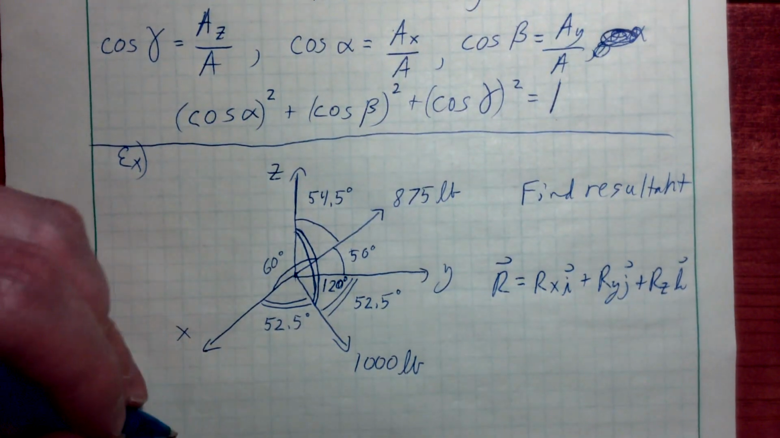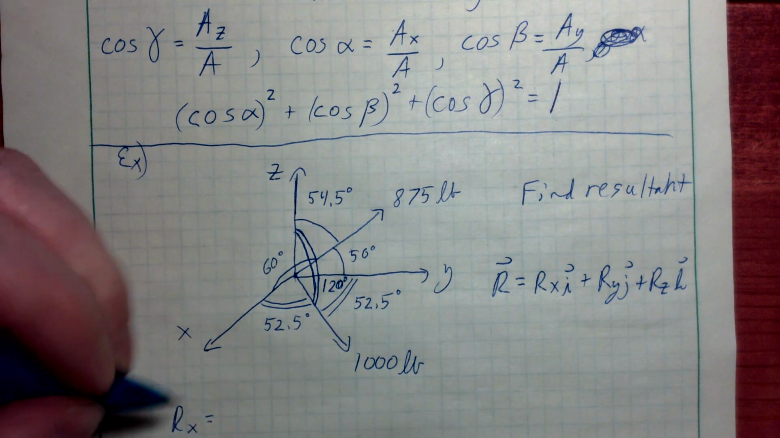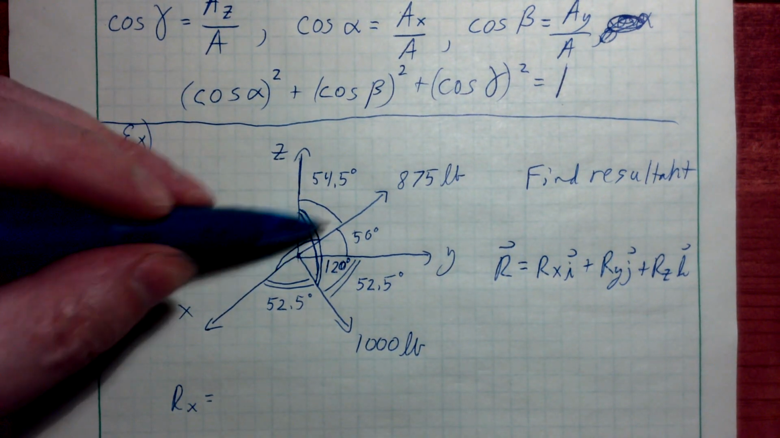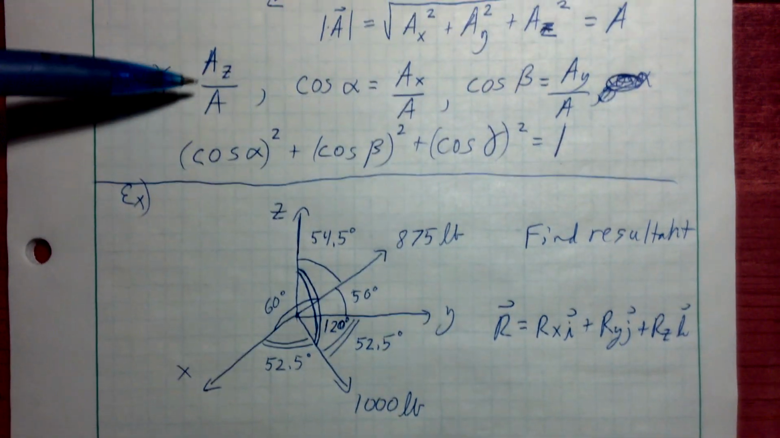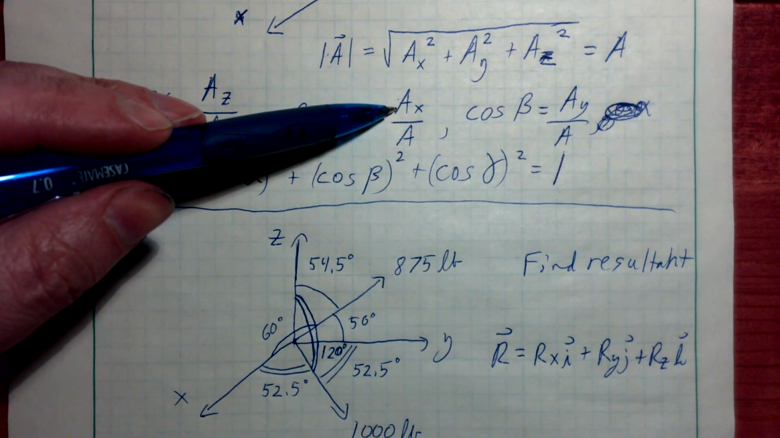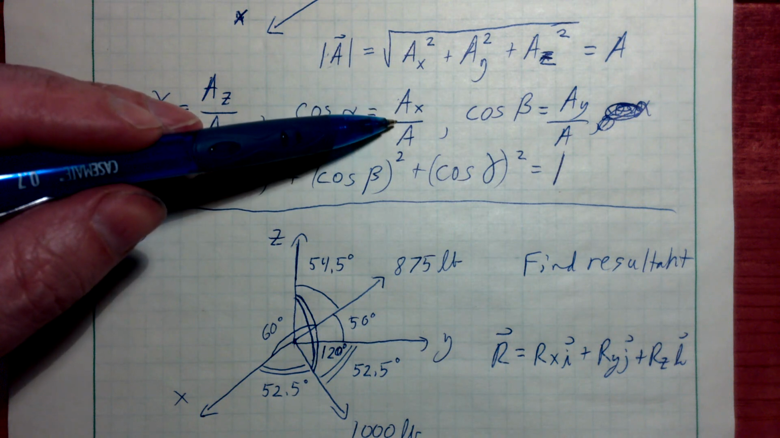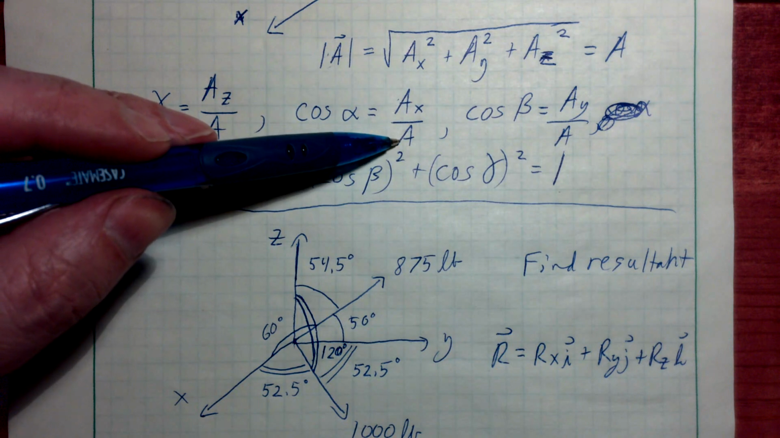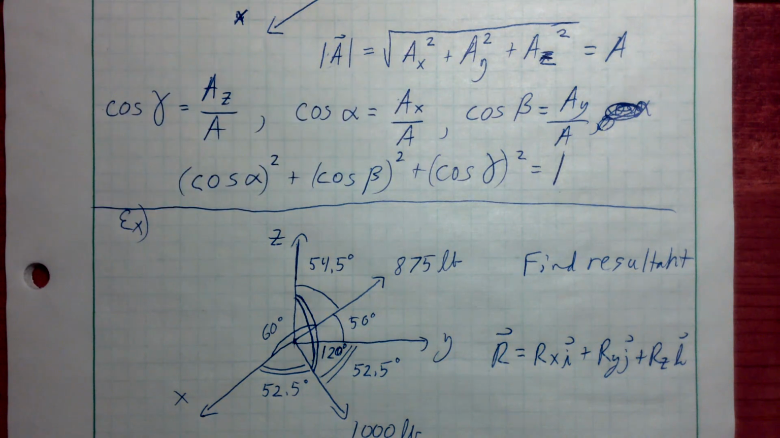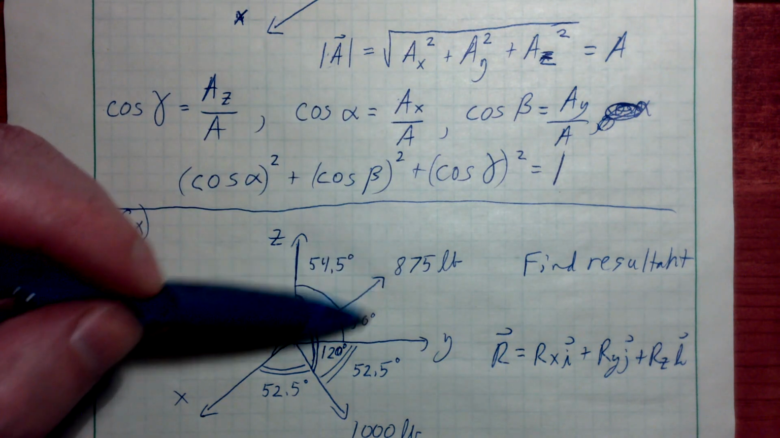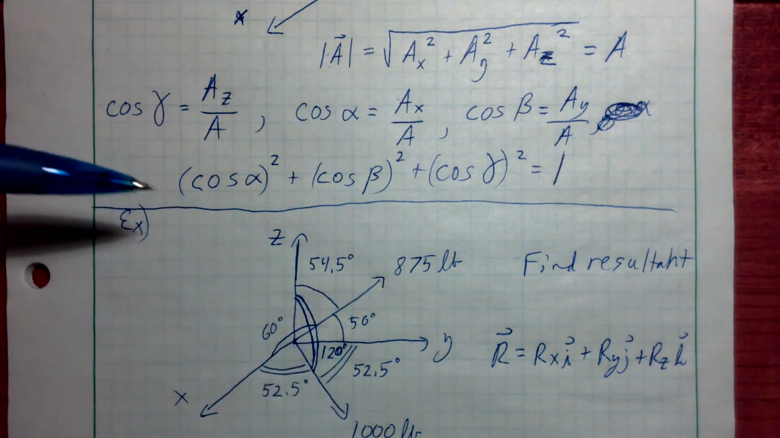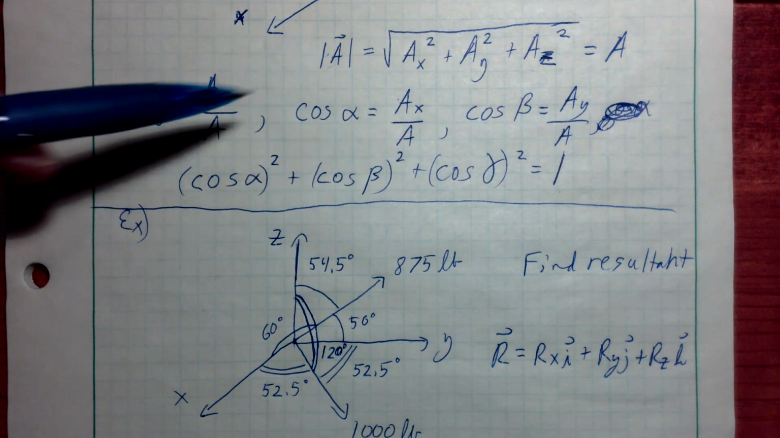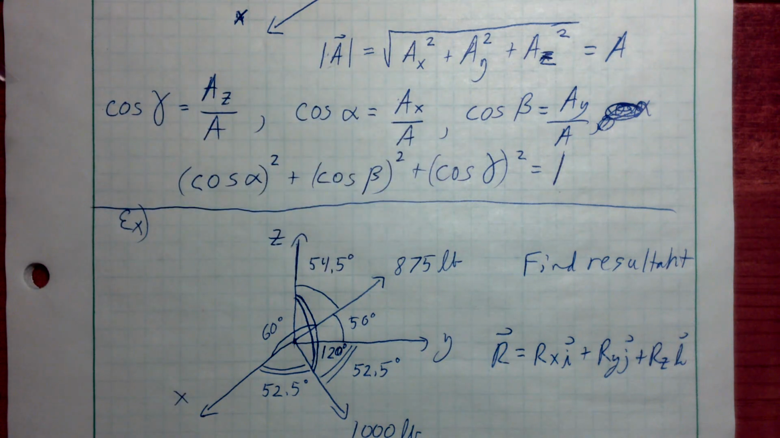Now, I can find the resultant in the x by adding up the x components here. All right, so the x component, notice I've got these expressions earlier. The x component would be, if I take the cosine of this angle and multiply by the length, that's going to give me the x component. Well, I know the magnitude of each of these forces, 875 and 1,000. I know the alpha, beta, and gamma angles. So the unknowns here are the x, y, and z components of each force.